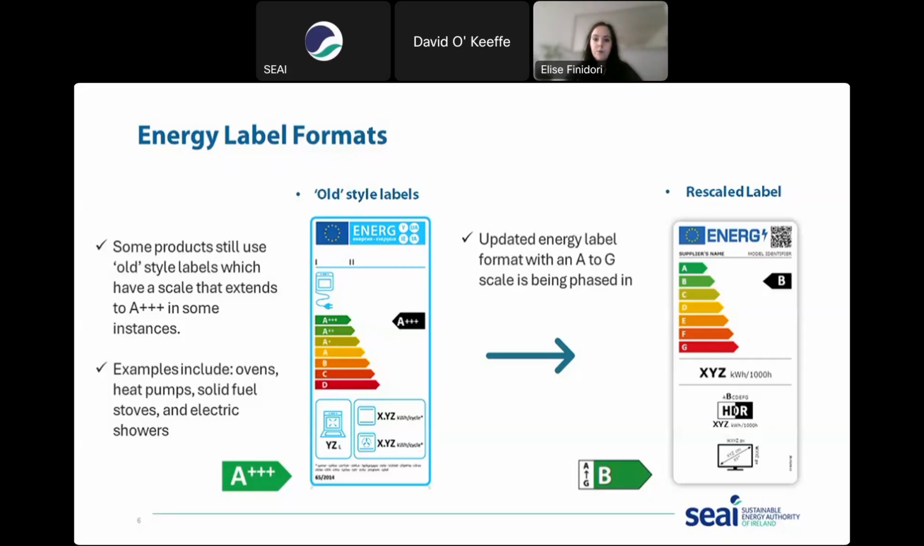For other products such as dishwashers, washing machines, refrigeration products, you will see the label format that's on the right-hand side here, which is the rescaled label. These labels don't have a blue border. They have a QR code at the top right, as you can see, and also the range of energy classes goes from A to G. But except this difference of range and kind of visual format, as I mentioned previously, the information that's on the label is the same, and you can use them in the same way.